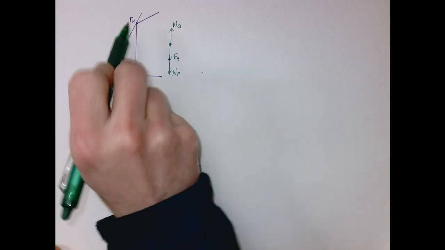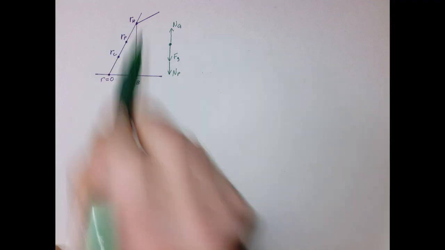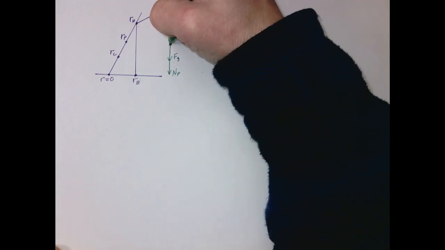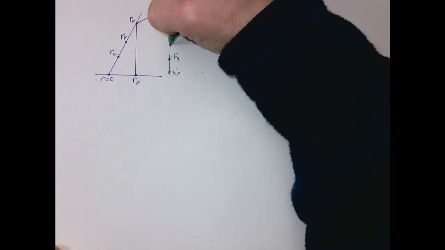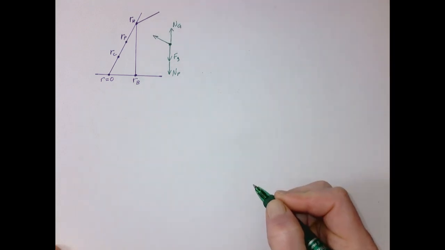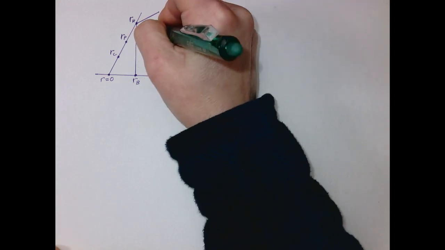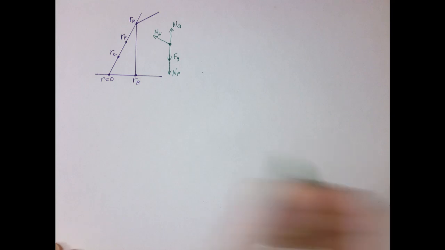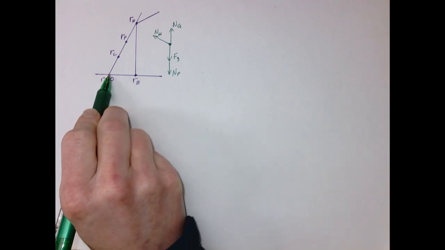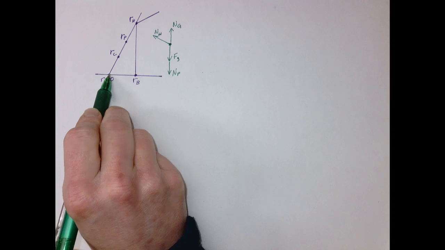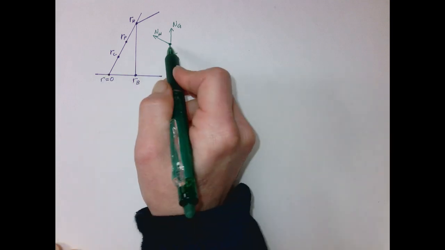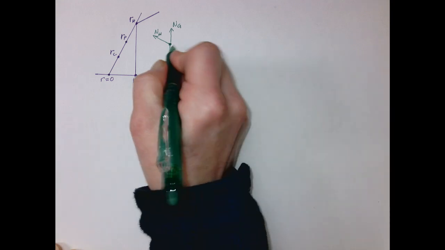We also have a normal force from the house that acts at an angle perpendicular to the ladder. So that goes in something like this direction. This is the normal force from the house. We also have a force of friction at the base of the ladder. This must counteract the horizontal component of the normal force from the house, so it must point in this direction.